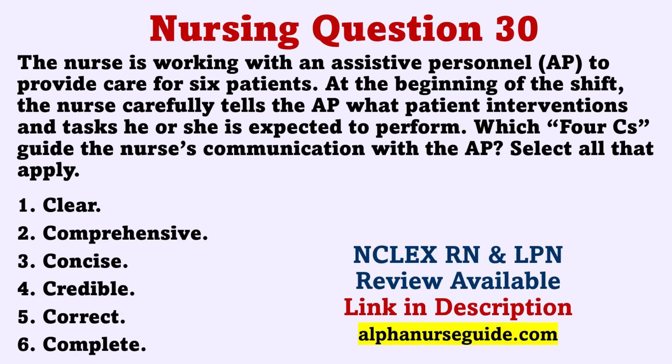The correct answers are 1. Clear, 3. Concise, 5. Correct, and 6. Complete. Rationale. Clear, concise, correct, and complete are the 4 C's of communication. Implementing the 4 C's of communication helps the nurse ensure that the AP understands what is being said, that the AP does not confuse the nurse's directions, that the directions comply with policies, procedures, job descriptions, and the law, and that the AP has all the information necessary to complete the tasks assigned.